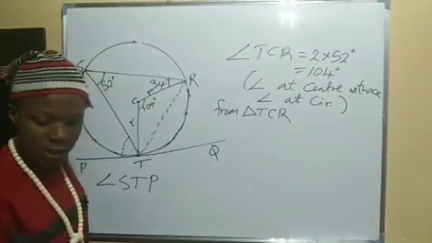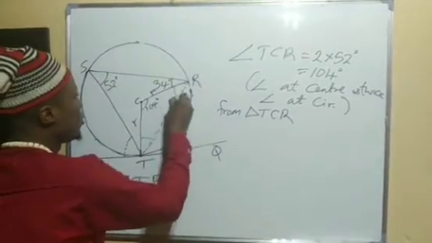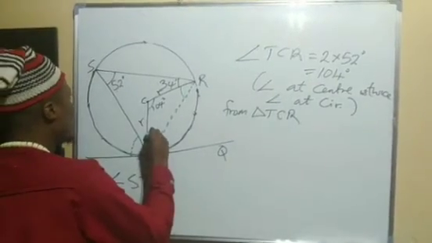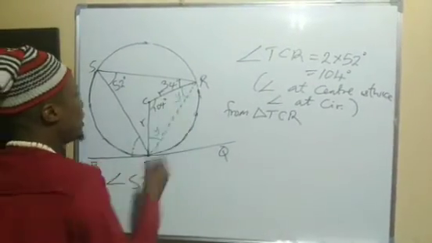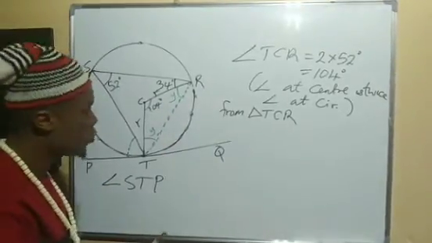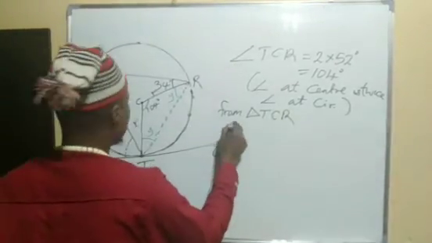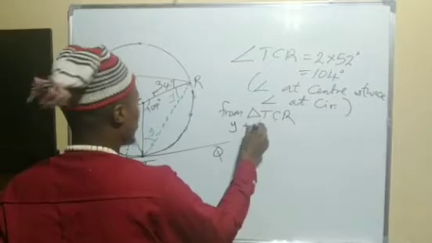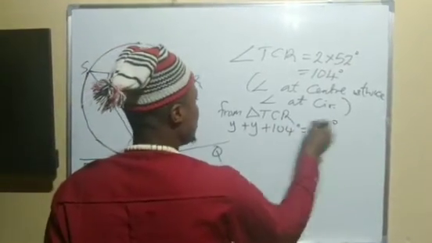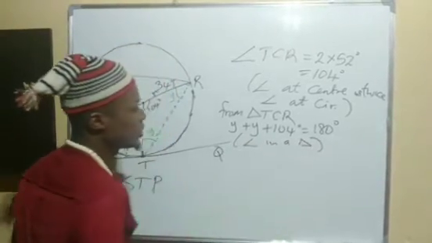Hence, this angle here and the angle here are equal in size. So for instance, if I decide to call the angles y, let me call it y. So it implies that y plus 104 degrees will give us 180 degrees, sum of angles in a triangle. Hence, I can write that y plus 104 degrees is 180 degrees, the sum of angles in a triangle.